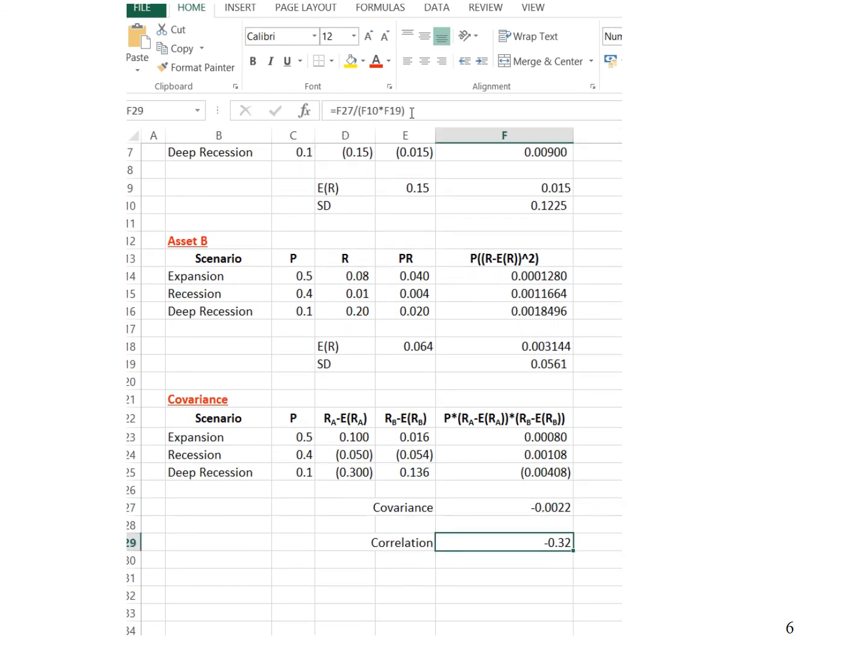How do we calculate correlation coefficient? Correlation coefficient is obtained by dividing covariance with standard deviation of A and B. And the answer for correlation coefficient is negative 0.32. That's all the working.